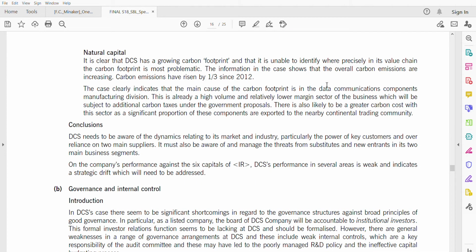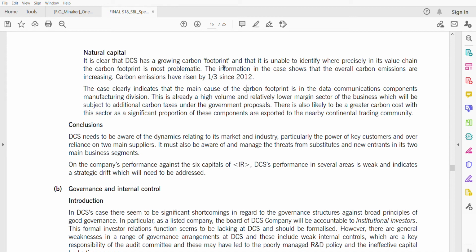Finally, let's go to the natural capital. It is clear that DCS has a growing carbon footprint, and it is unable to identify where precisely in its value chain the carbon footprint is most problematic. So DCS is not able to identify in which part of the value chain this carbon footprint is the most problematic.